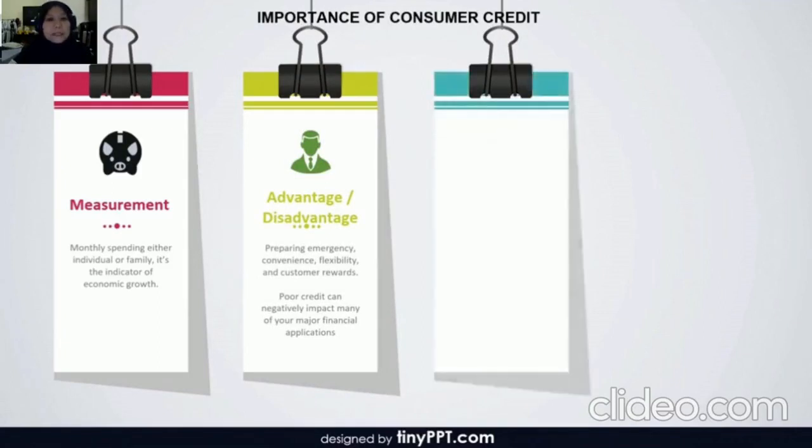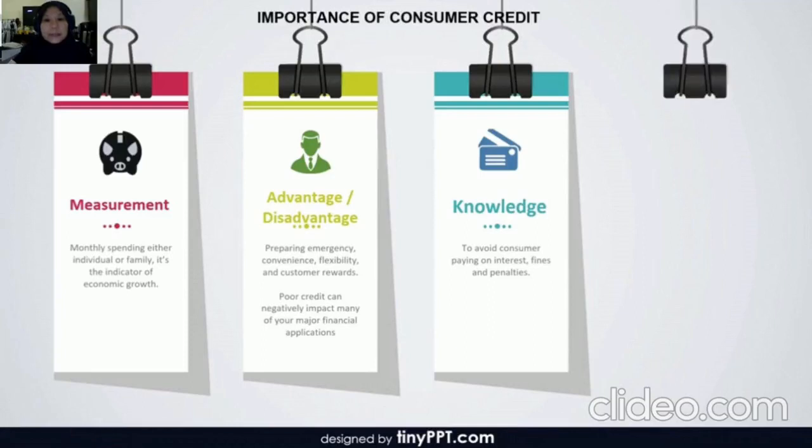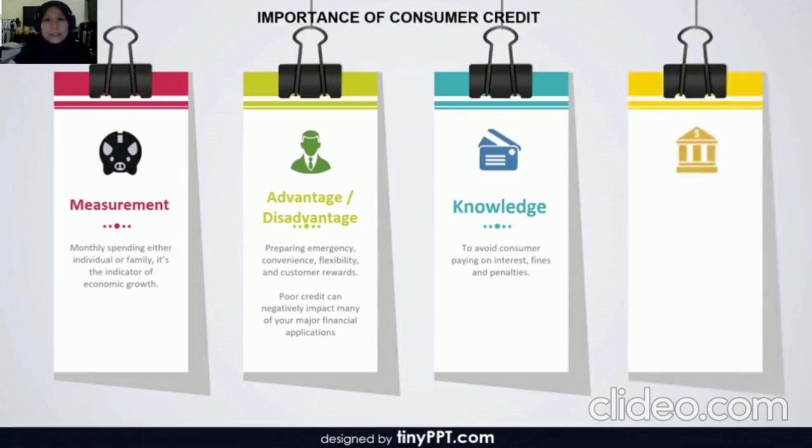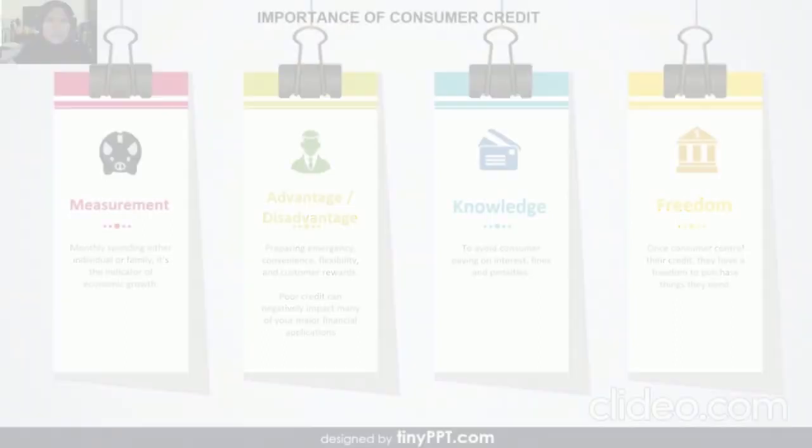The third point is knowledge. The importance of consumer credit is regarding which interest rate you are dealing with. If a consumer doesn't know how to handle the credit that is available to them, they will end up paying a lot of interest, fines, and penalties. And the last point is freedom. Credit also makes it possible for consumers to purchase things they need. Many items are desired, such as a car or a house, and they are too expensive for most.